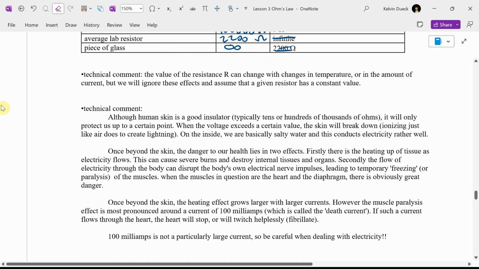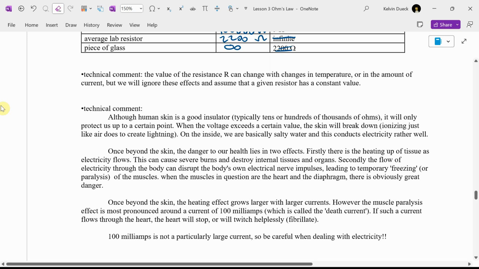What about human skin? Although human skin is a good insulator, typically tens or hundreds of thousands of ohms, it will only protect us up to a certain point. When the voltage exceeds a certain value, when there's a strong enough electric field, your skin will ionize. It will pass an electron to the next skin molecule, to the next skin molecule, the same way lightning can ionize air, passing an electron to the next air molecule. That's bad because on the inside we're mostly salty water, which is a pretty good conductor.